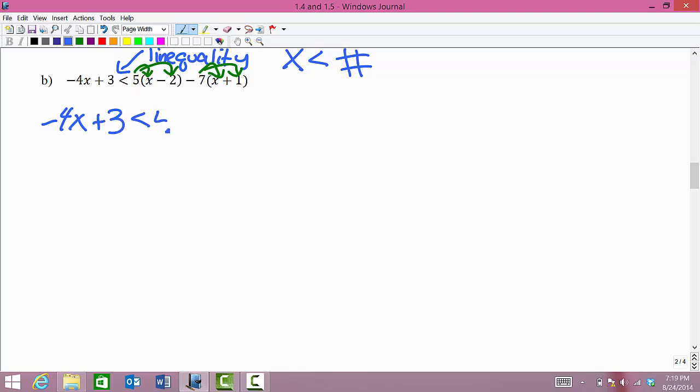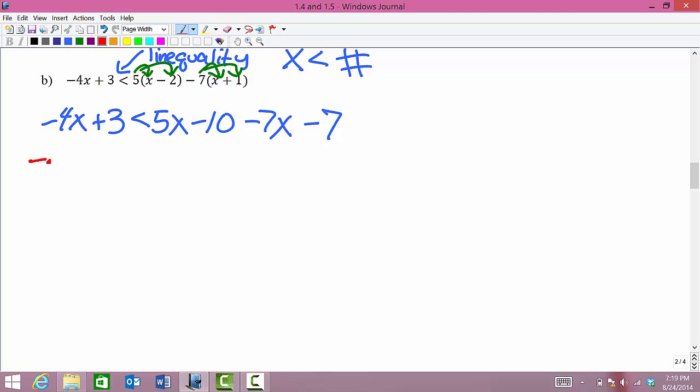5 times x is 5x. 5 times -2 is -10. Then we'll also distribute our -7 into the second set of parentheses. -7 times x is -7x. -7 times a +1 would be a -7. So the first thing we want to do is distribute to clear out our parentheses.